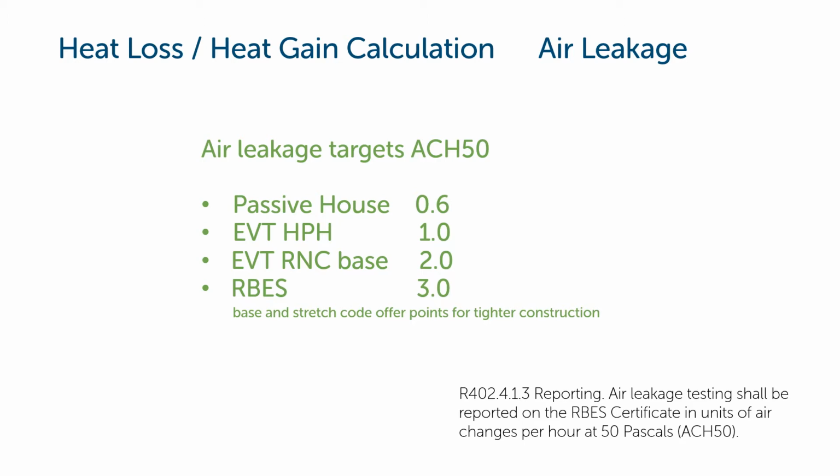Passive House gives us 0.6 ACH50. Efficiency Vermont's High Performance Homes is giving us 1.0. Efficiency Vermont's RNC base program is 2.0 ACH50. RESNET is looking for 3.0, although they offer points for tighter construction. These are our air leakage targets. Again, they're given in ACH50.